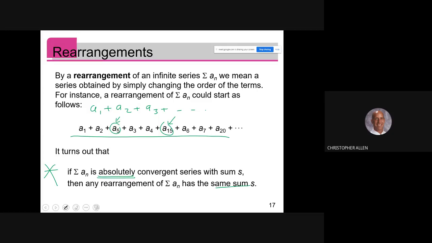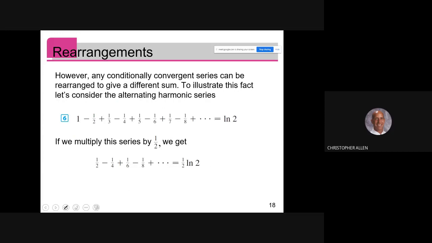Okay, so hopefully you guys can already figure out where I'm going next. However, any conditionally convergent series can be rearranged to give a different sum. In fact, it can give you any value you want.